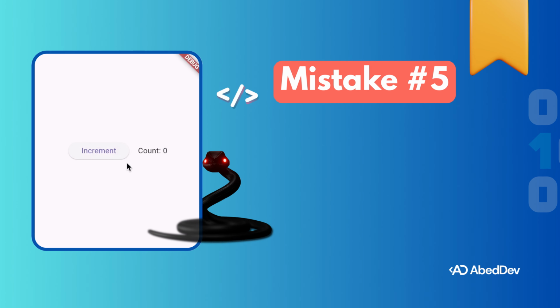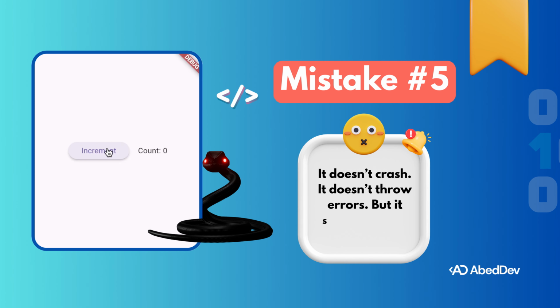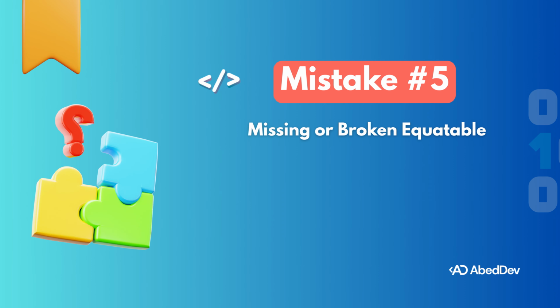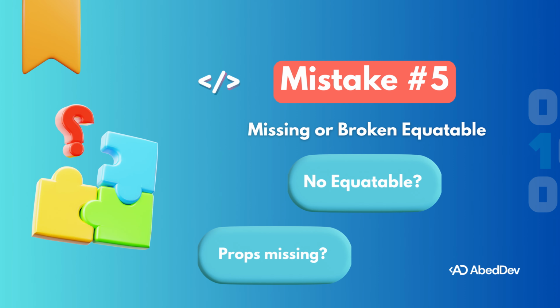Today's mistake is sneaky. It doesn't crash, it doesn't throw errors, but it silently breaks your UI. It's when you forget to use Equatable or set it up wrong.